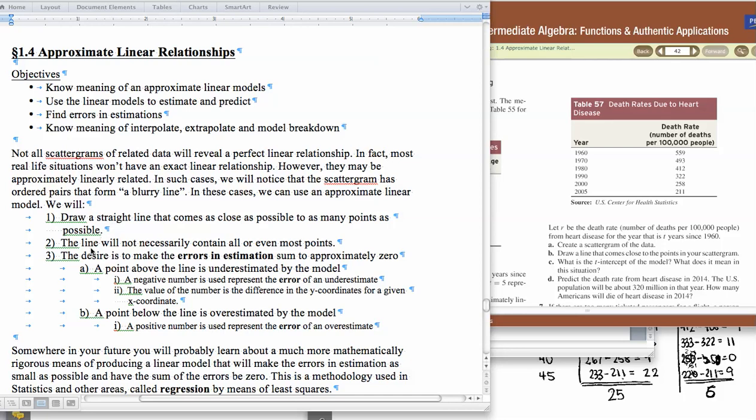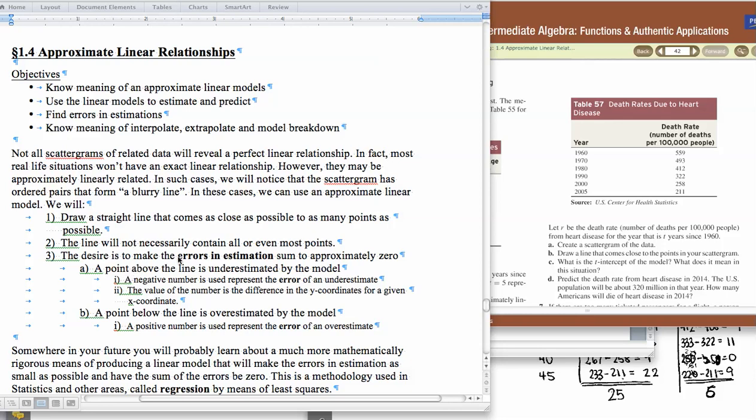What we want to do, however, is make the errors in estimation as small as possible. In fact, the goal is actually to make errors sum to 0. And later on in your math career, you may do something called a linear regression by means of least squares. And that is what I'm going to try to show you in a general overall sense with the example we're going to do a little bit later.